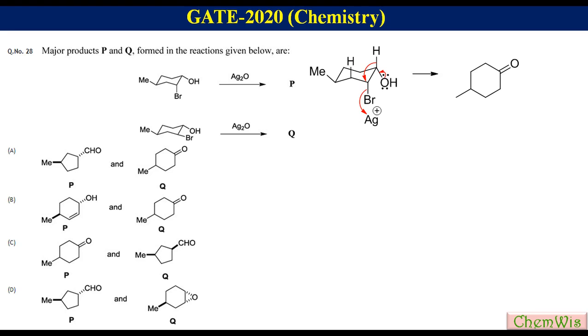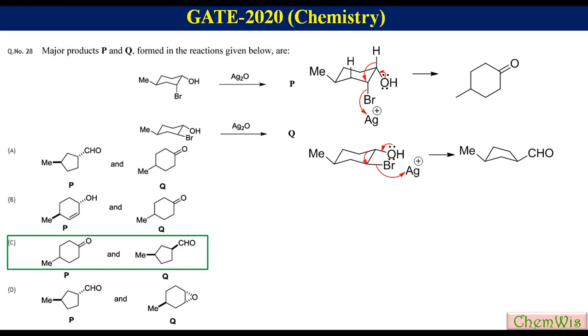4-methylcyclohexanone. In the second example, this C-C bond is trans to the C-Br bond. So this C-C bond will migrate. Thus, elimination of bromide and migration of C-C bond like this will give cis aldehyde. So option C is the correct option.